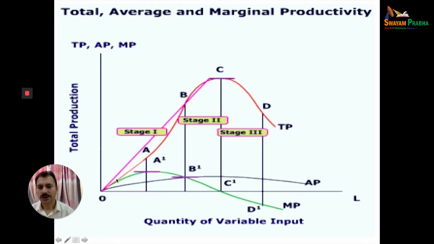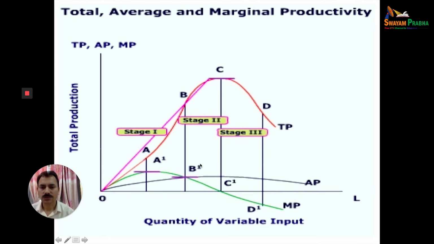Now, in the first stage, or up to B, the quantity is increasing at an increasing rate. Marginal product is also increasing, but it reaches the maximum point A1 and starts decreasing. But average product is still increasing. Here AP is increasing, MP is increasing, but MP is more than AP. Marginal product is more than average product. It starts decreasing, and when average product is equal to marginal product, this is the end of the first stage.